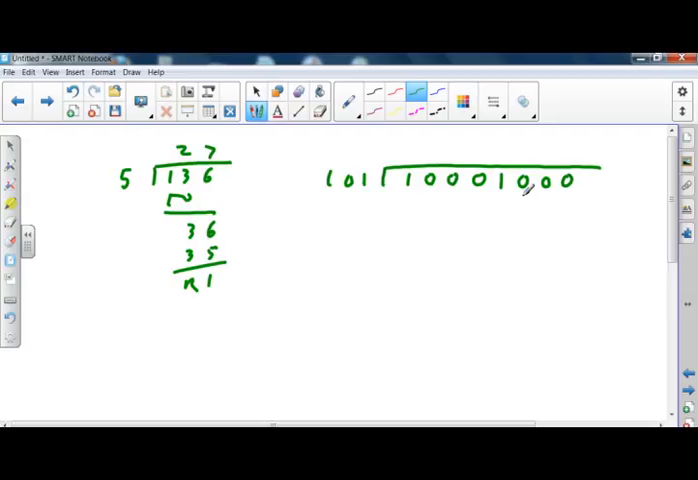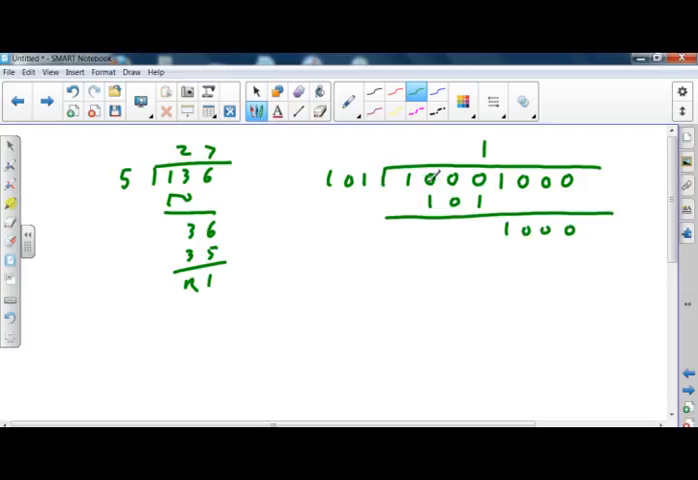8 plus 16 is 24, 64, 123. Okay, so does 101 go into 100? No, it doesn't. But it does go into 1,000. So I'll put a 1 there. 101. I subtract.